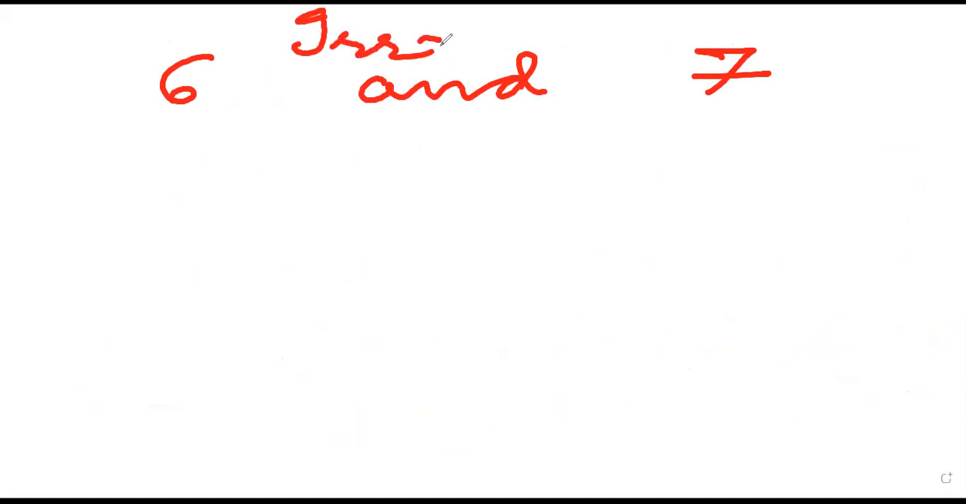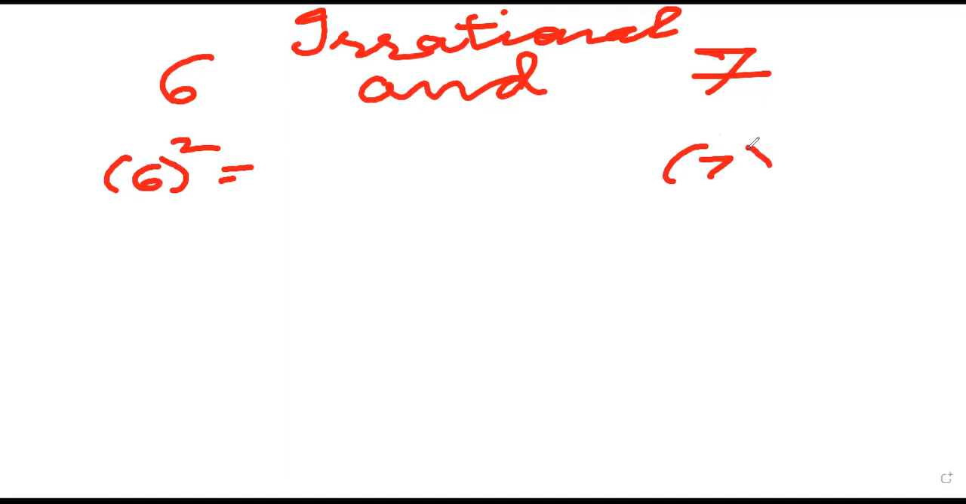Let's take any one example, that is 6 and 7. Now you have to find an irrational number between 6 and 7. Is it clear, children? So now what you will do, I told you, first find the square and then we will find the square root. Now tell me, what is the square of 6? That is 36. What is the square of 7?